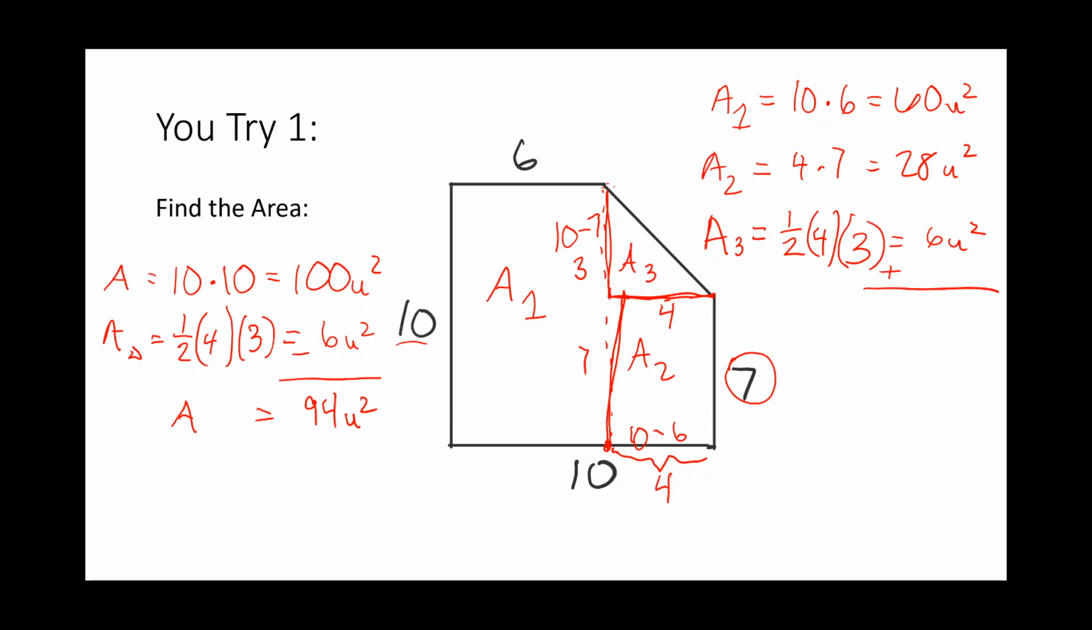And let's add all of those together. 0 plus 8 is 8. 8 plus 6 is 14. Carry the 1. 1 plus 6 is 7. 7 plus 2 is 9. And I get 94 units squared.